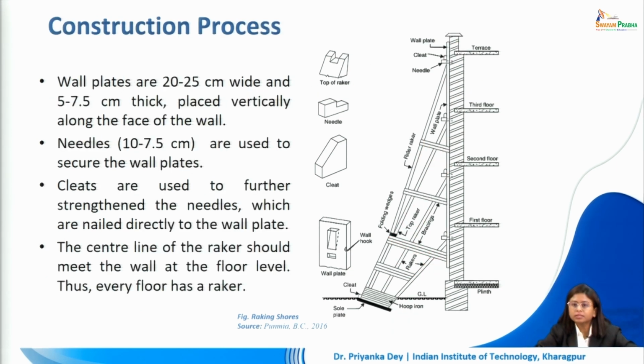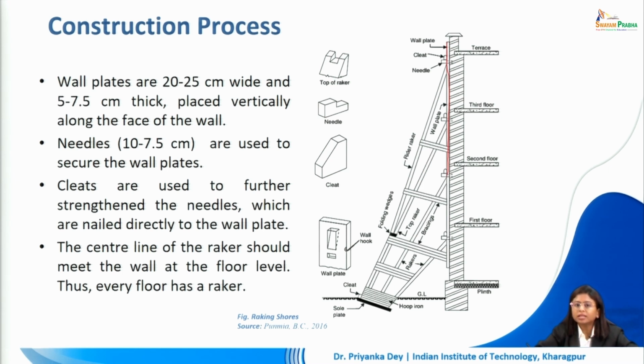So, how do we construct such temporary structures, raking shores? First of all, the wall plates, which are about 20 to 25 centimeter wide and about 5 to 7.5 centimeter in thickness, are placed vertically along the face of the wall. So, this is where the wall plate will be placed, along the face of the wall. The needles, which are about 10 to 7.5 centimeters, are used to secure the wall plates onto the wall. The cleats are then used to further strengthen the needles, which are nailed directly into the wall plate.